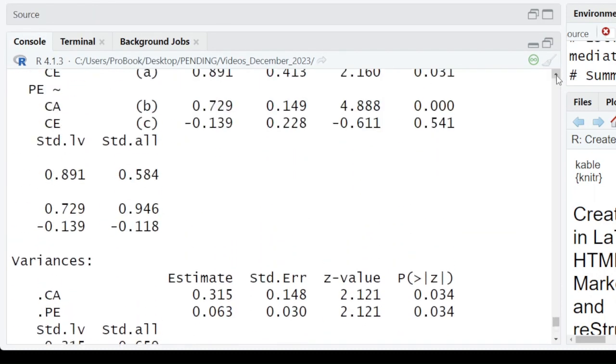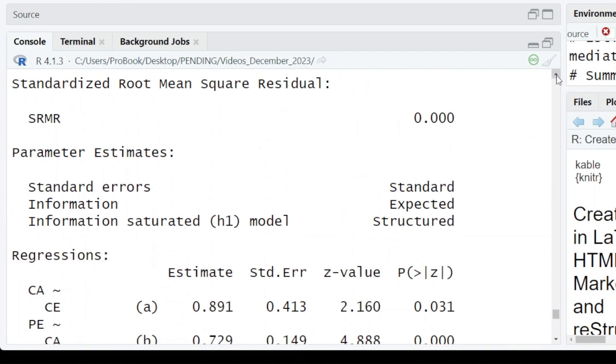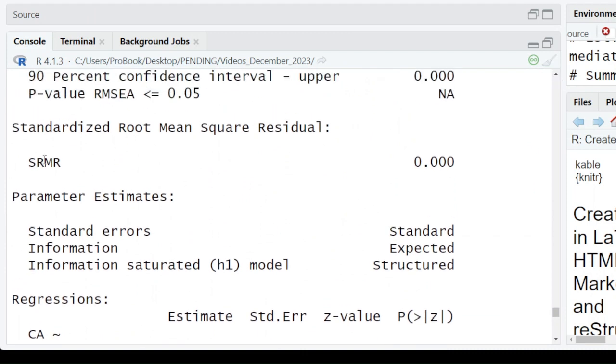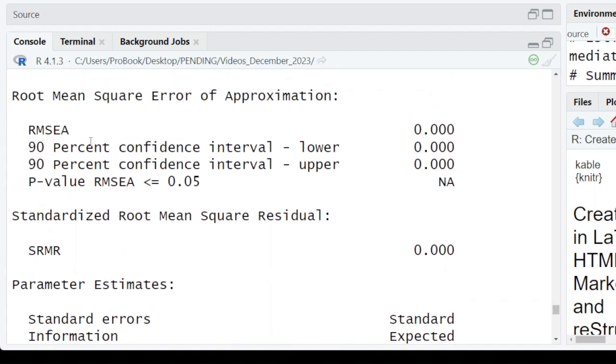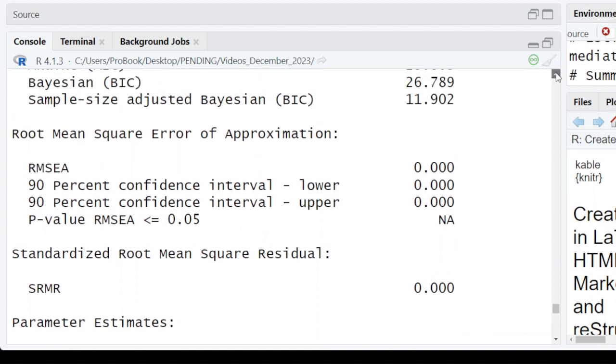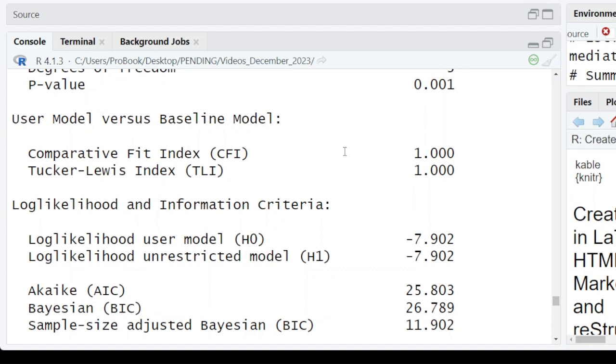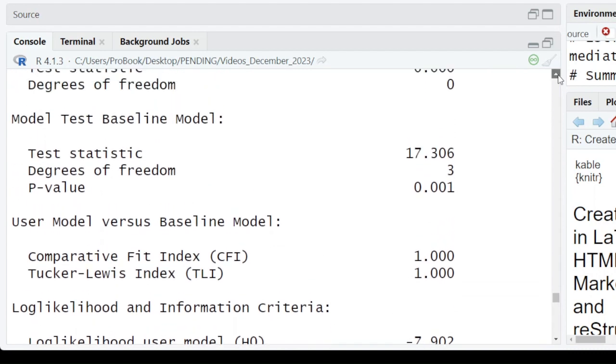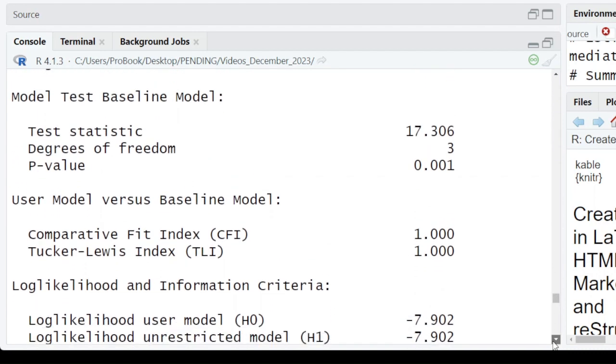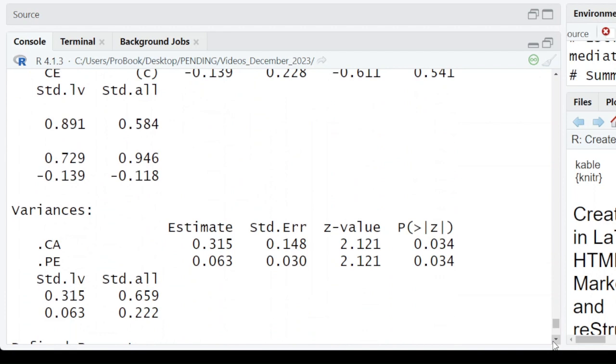Let's find out how our model is doing. Our SRMR is 0.00, so that is a good model. The RMSEA is 0.00, which shows that our model is a good fit. And the CFI is 1. We needed something greater than 0.95. That helps us know that the values we have can be interpreted with a lot of confidence that they fit well in our model.